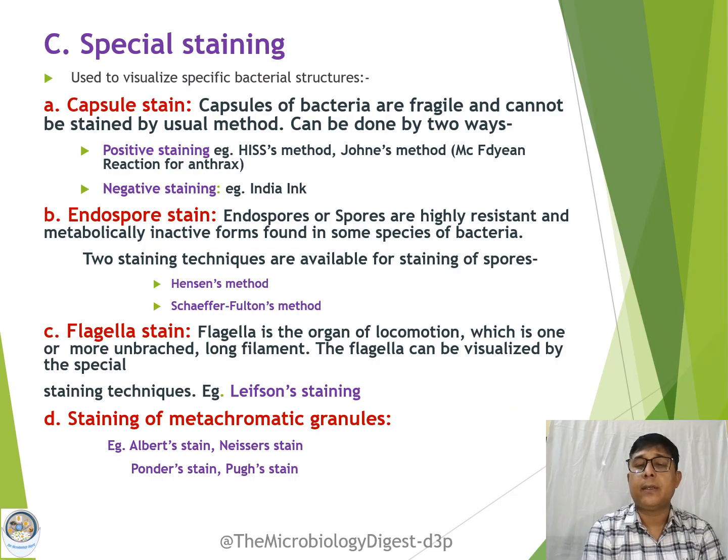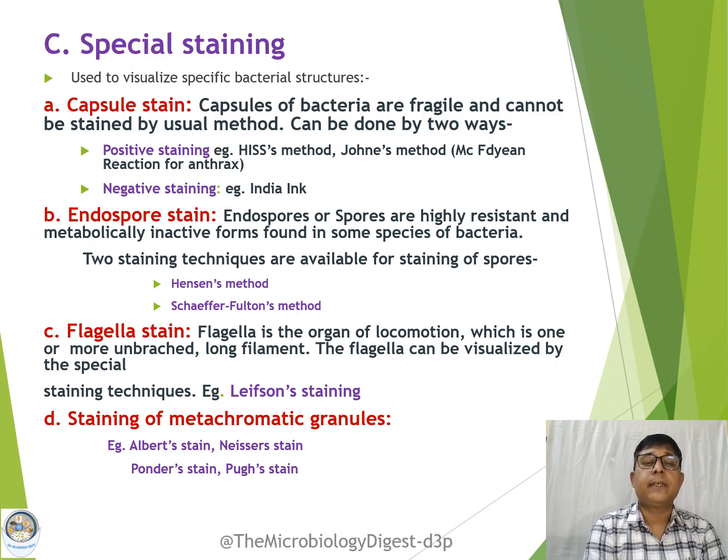Capsules can be stained in two ways, both positive staining and negative staining can be applied. For positive staining, examples of available methods are Hiss method and Jones method. For negative staining, an example is India ink.